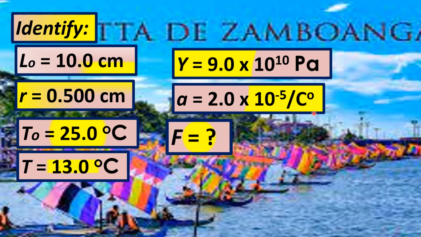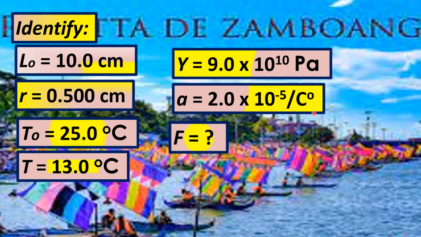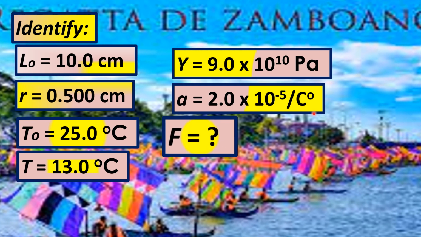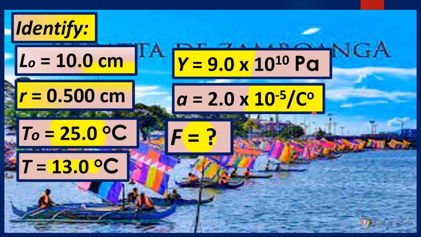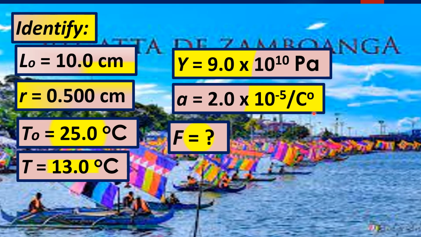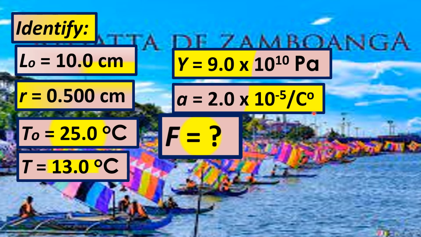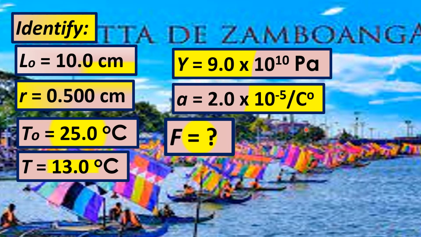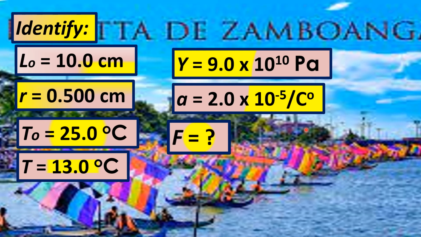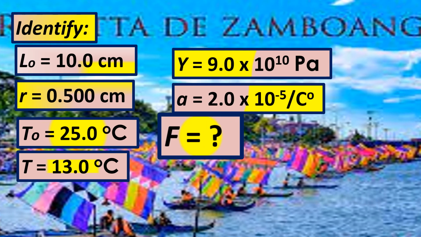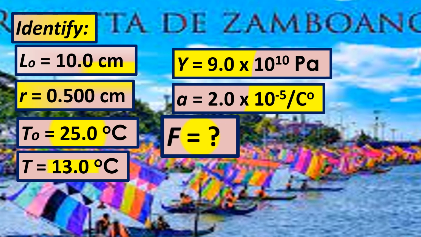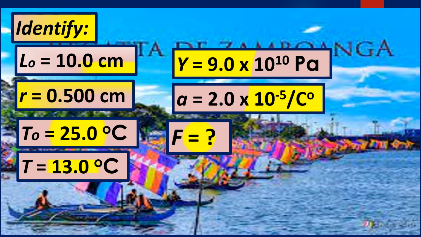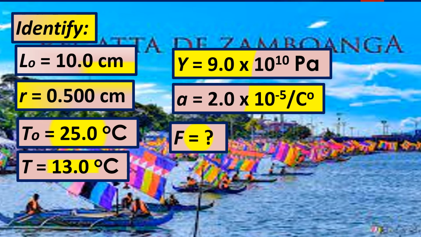And our target variable is to find the magnitude of the force, capital F, that you have to apply to each end of the rod in order to maintain its original length when the temperature is decreased to 13.0 degrees Celsius, and also to describe if such force F is tensile or compressive.